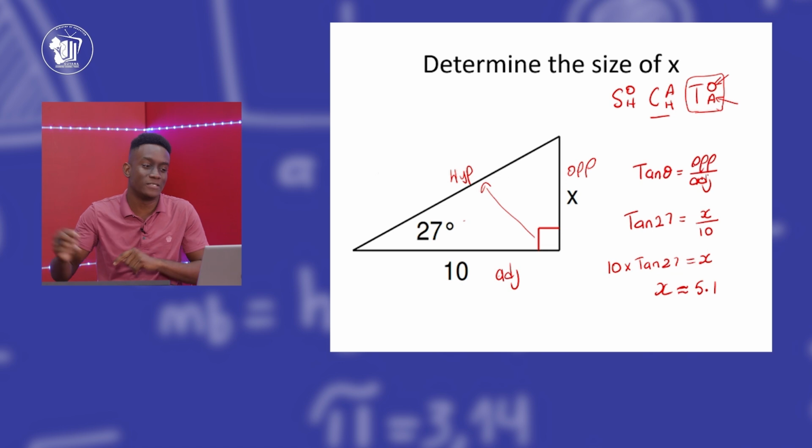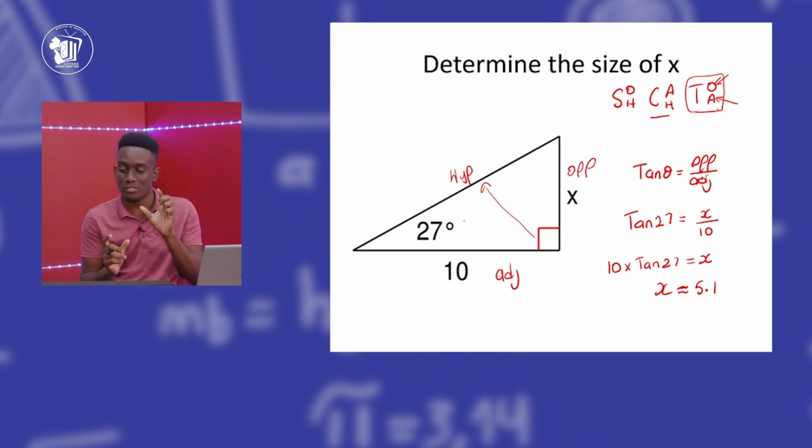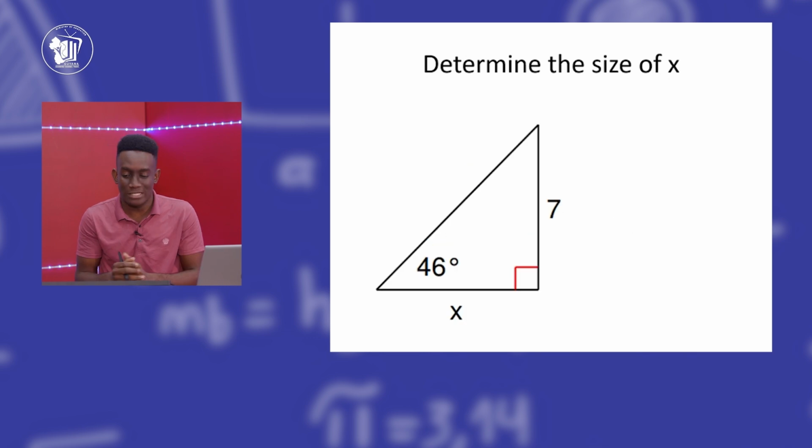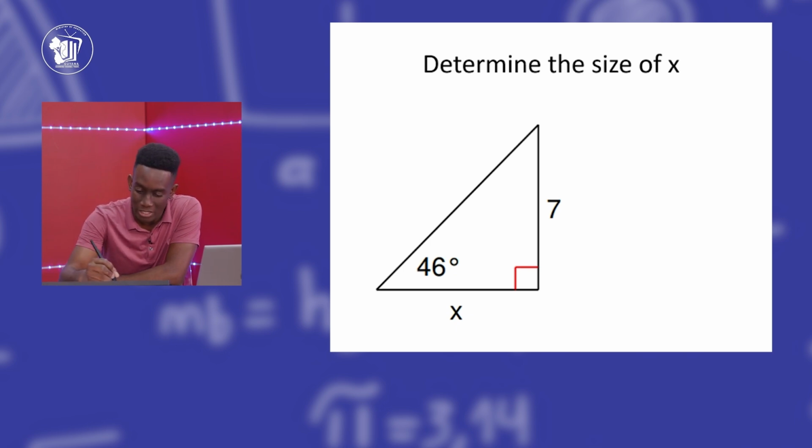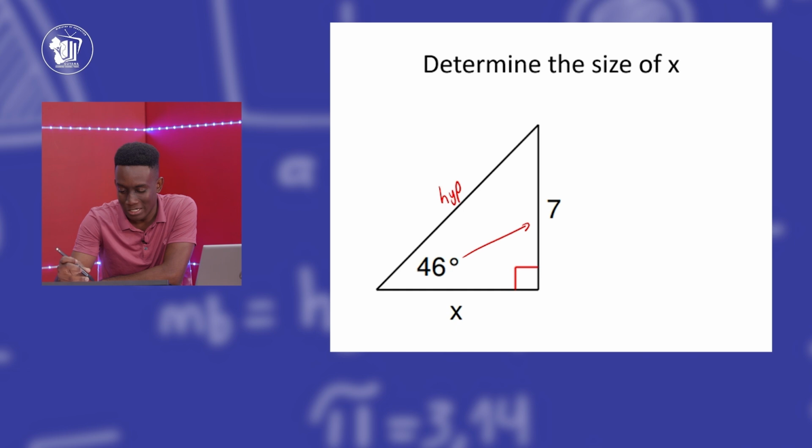Step 1, label. Step 2, find a suitable ratio. And step 3, substitute, and then we solve. So let's look at another one. In this case, we see 46 would be the degree of reference, so that would be theta. So let's label now. We know the side opposite the right angle will be the hypotenuse. And we see the side opposite the angle that we are given would be the opposite. And here would be the adjacent side.